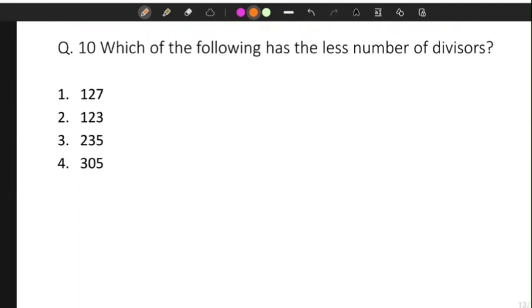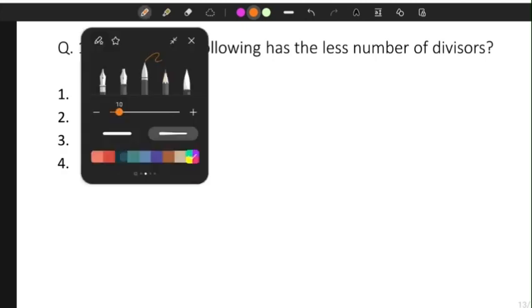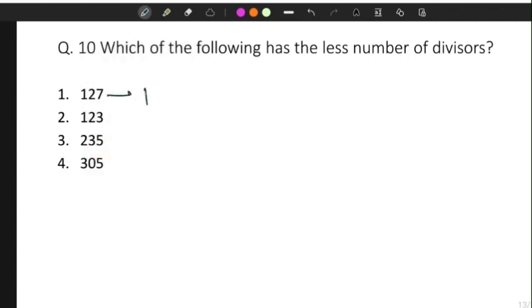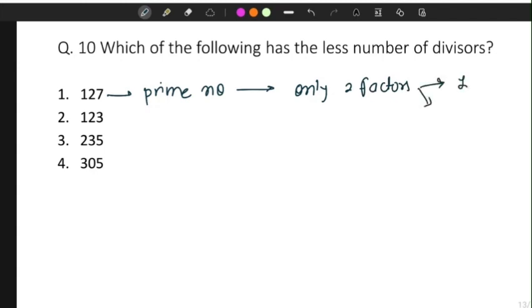Which of the following has the least number of divisors? Let us see option wise. First option is 127. If we look at 127, 127 is a prime number, and we know the definition of a prime number, that the number having only two factors is called a prime number. And the two factors are, first factor is 1 and the second factor is the number itself, that is 127. So these are the only two factors for the number 127.